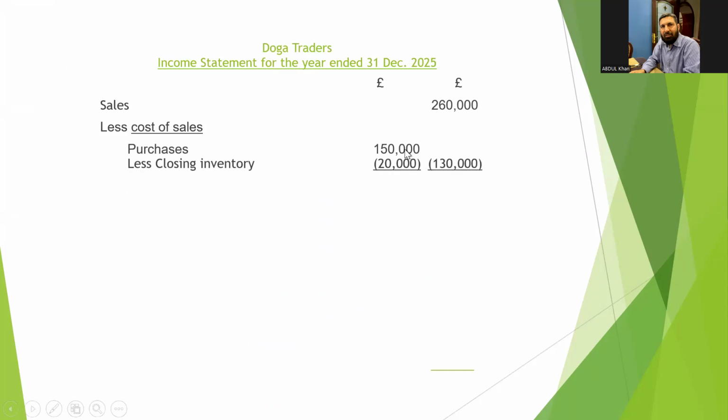So purchases are 150,000, but remember, you have to write on the left hand side. You will not write directly here, right? You will write on the left hand side 150,000 and 20,000, that is the closing inventory. That closing inventory will be given in the additional information or adjustment. You subtract it, less means subtract. So 150,000 minus 20,000, you will get 130,000.